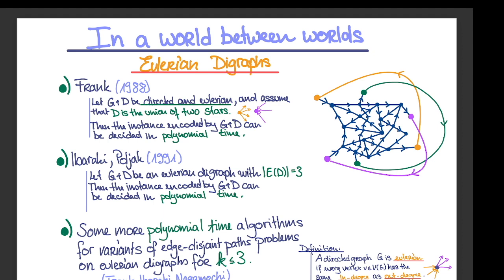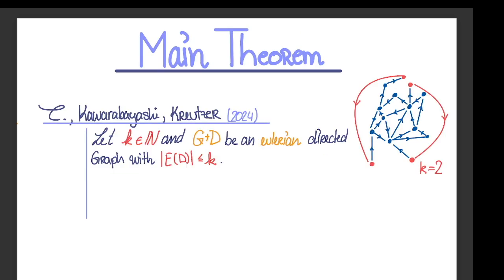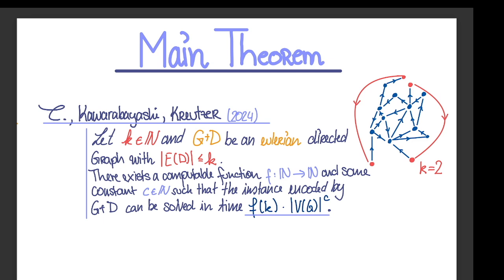And now the question typically coming to mind is, well, what happens if we have more paths? If we're looking for more than just 3 paths, so what happens with K bigger than 3? That's actually the question of the paper, and that's what we looked at. So we have proved that, well, if you're given some integer K and some instance G plus D being Eulerian, then the problem is fixed parameter tractable with respect to K. That is, for every fixed K, you can solve the instance in polynomial time.